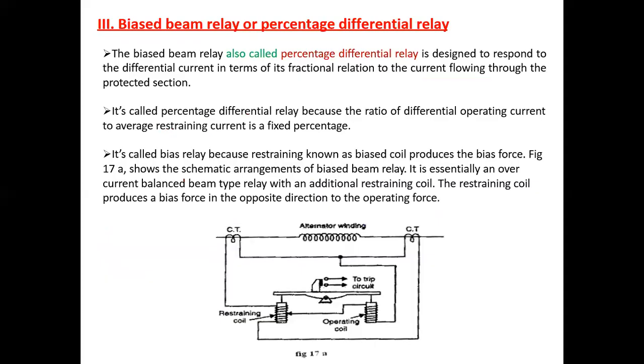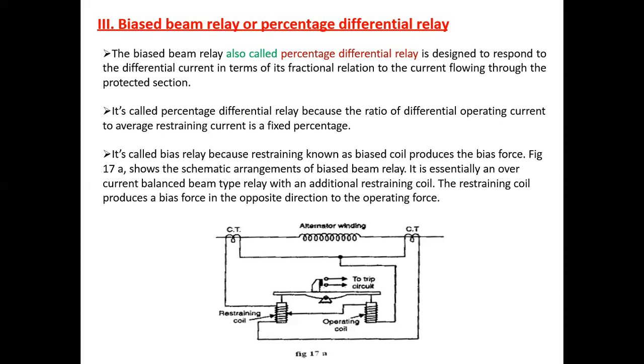Third one, we are seeing the bias beam relay or percentage differential relay. The bias beam relay, also called percentage differential relay, is designed to respond to the differential current in terms of its fractional relation to the current flowing through the protected section. It's called percentage differential relay because the ratio of differential operating current to average restraining current is a fixed percentage. It's called bias relay because the restraining coil, known as the bias coil, produces the bias force.